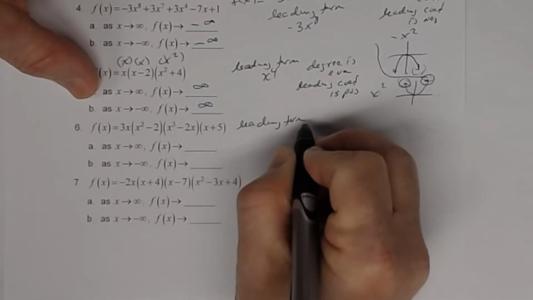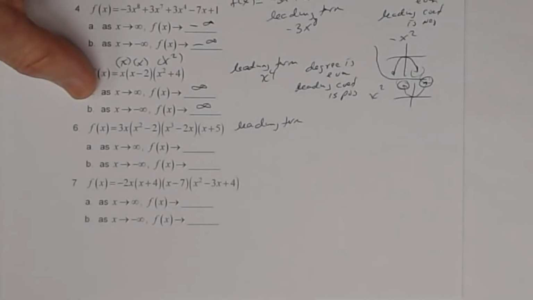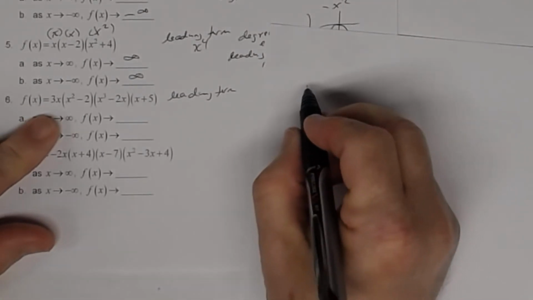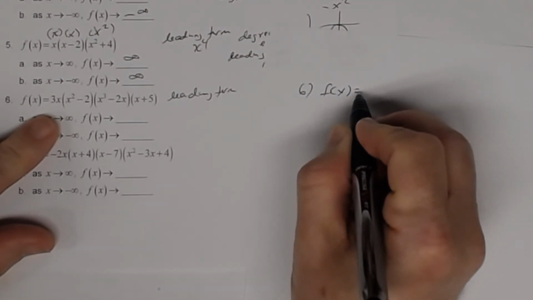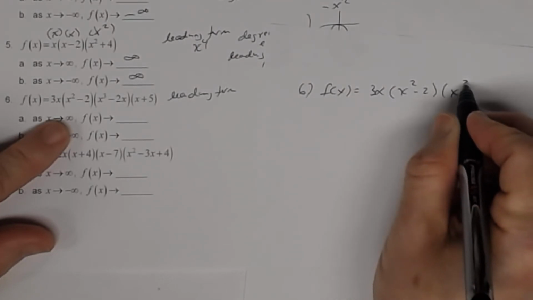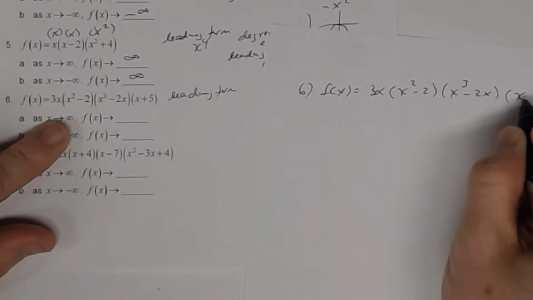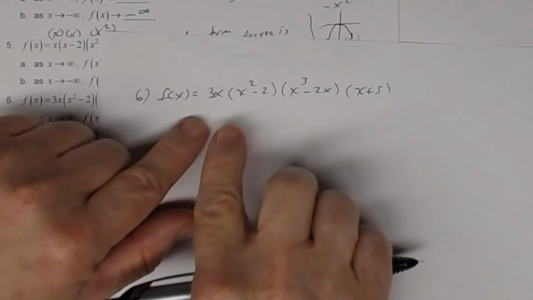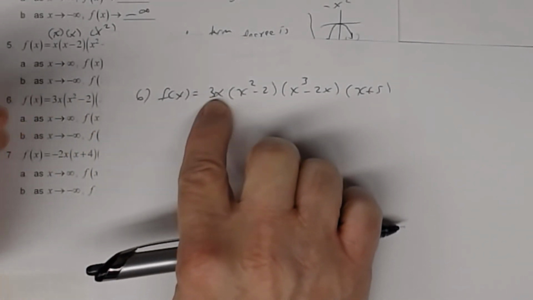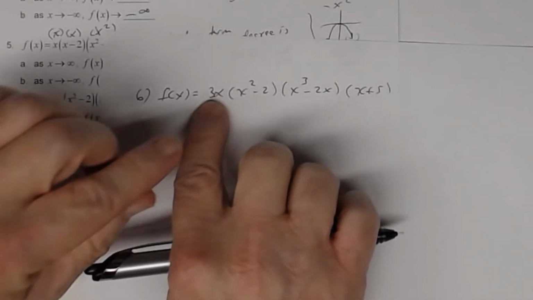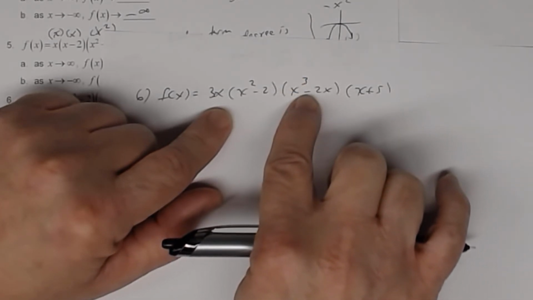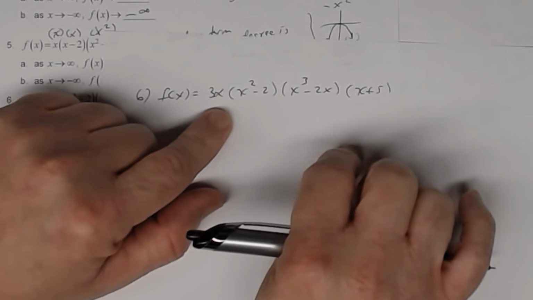All right, number 6, let's find the leading term. Let me go ahead and write number 6 over here, because there's quite a few things and I don't have enough room right here. So here's number 6, f of x equals 3x times x squared minus 2 times x cubed minus 2x times x plus 5. Notice, now you can think of this as one factor, although it's really 2 factors. It's a factor of 3 and a factor of x. But let's look at this as one factor. You have this factor here, x squared minus 2, and you have this factor here, x cubed minus 2x, and then you have this factor here, x plus 5.